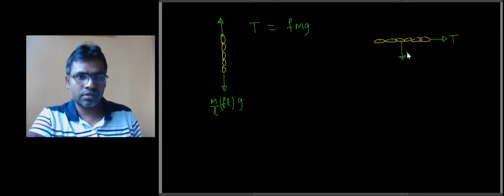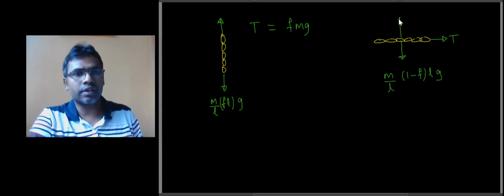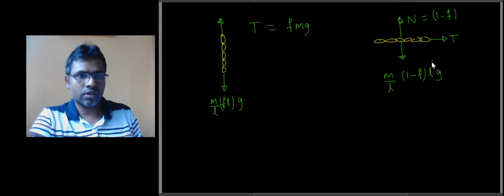The gravitational force is the mass of the chain on the table, which would be mass per unit length into the length of the chain, which is (1 minus f) into L, and then I just multiply by g. Now the normal force here will be equal to this. So if I write down the normal force, it will be (1 minus f) times m. We can ignore the L in the numerator and denominator. So (1 minus f) into m into g.